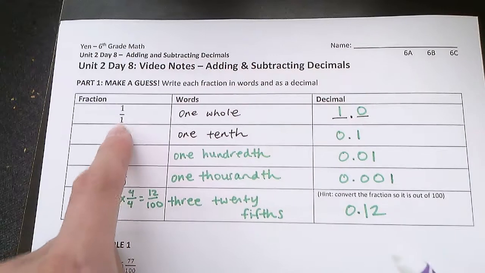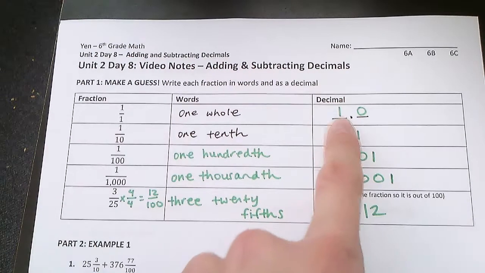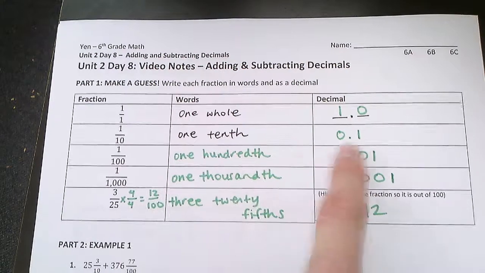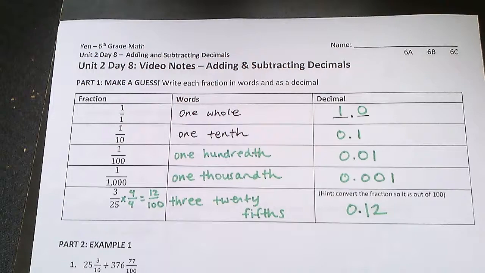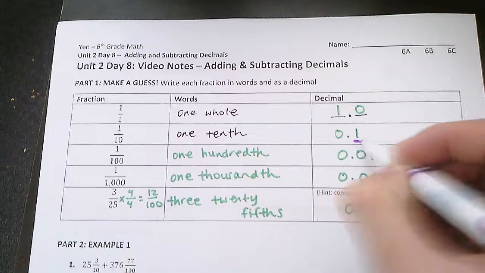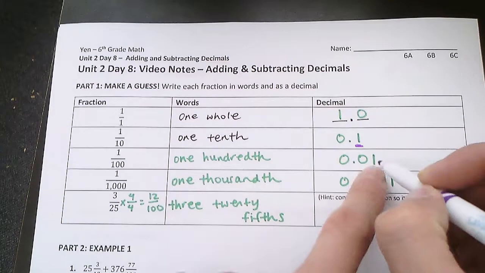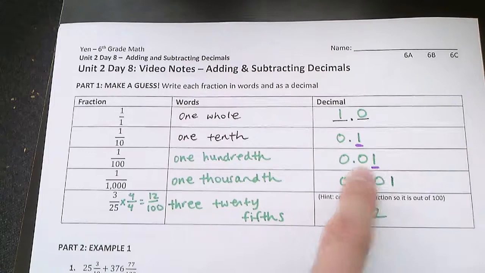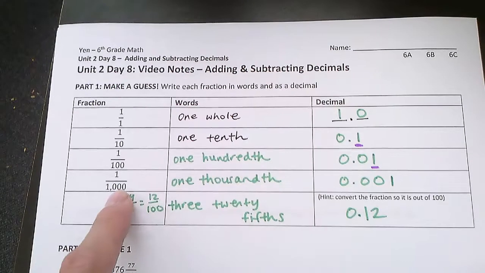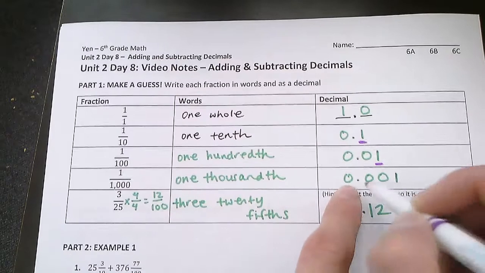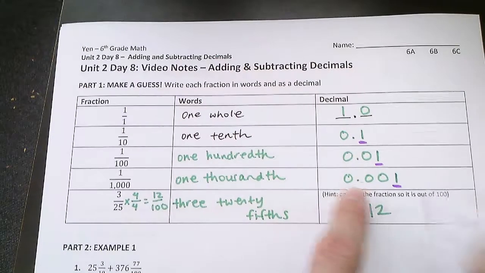So 1 over 1, that's the same thing as 1 whole, which is 1.0. 1/10 is 0.1. This is the tenths place right here, the first number after the decimal. 1 over 100 is 1/100th. That's the second place after the decimal. 1/1000th has 3 numbers after the decimal.